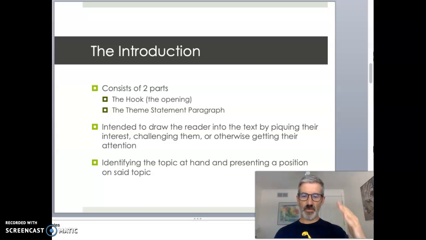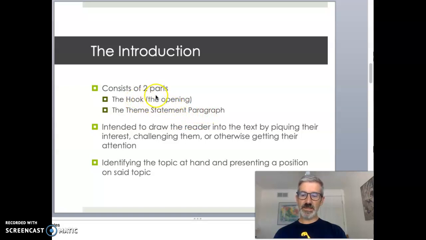This is sort of a formula that's used over and over and over again from our best writers and our best speakers. So let's take a look here. An introduction typically consists of two parts. We're going to have a hook and a theme statement paragraph. We've talked a little bit about hooks already, so I want you to first imagine that you have already written this hook today. So we're going to focus on this second part, the theme statement paragraph.